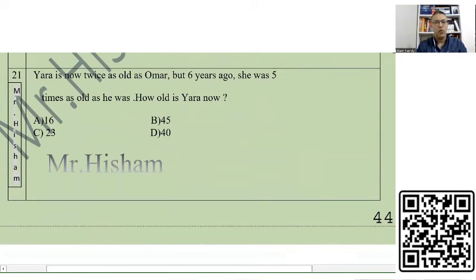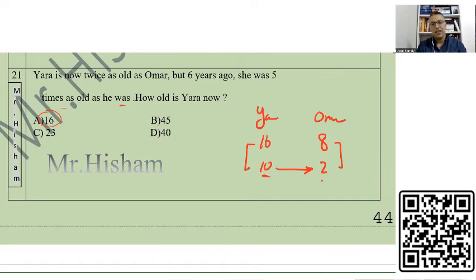Yara now is twice as old as Omar, but 6 years ago she was 5 times as old as he was. So Yara and Omar. Let's say Yara now is, for example, 16. So her brother is 8 years old. 6 years ago, she was 10, and her brother was 2 years old. So we can notice that 10 is 5 times 2, so the right answer is 16. And for this kind of question, I prefer that you use the choices instead of forming an equation.